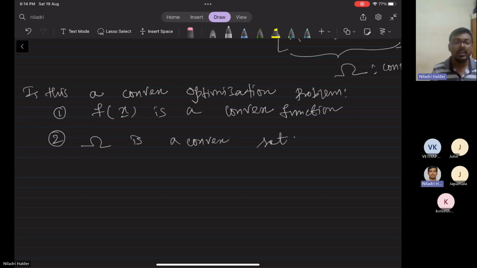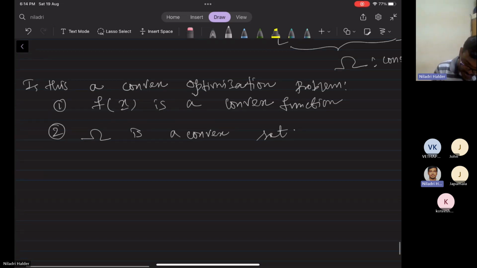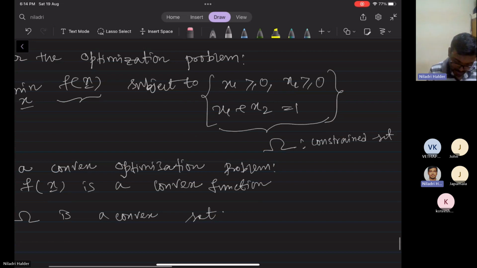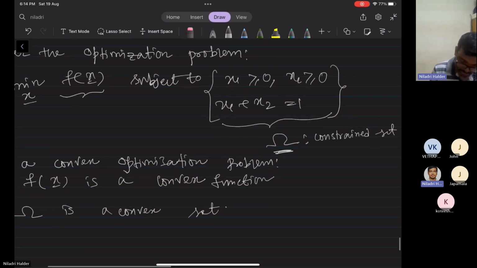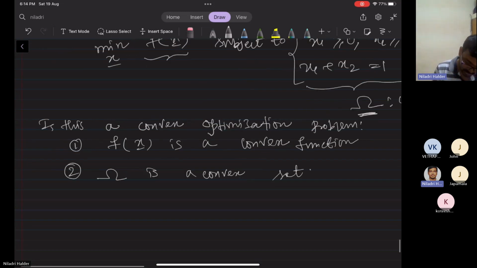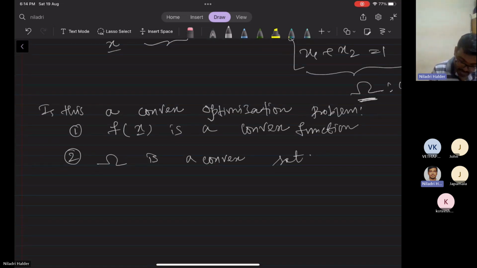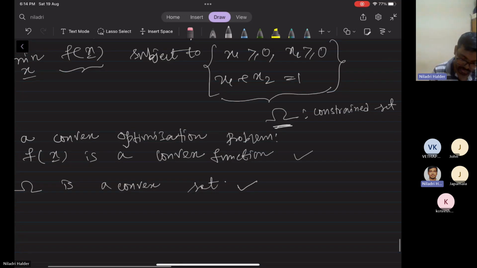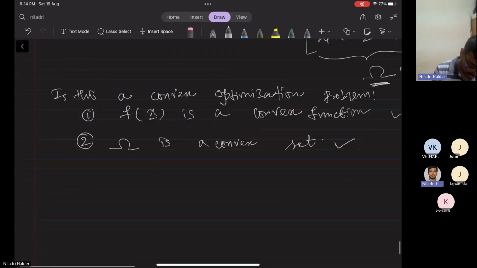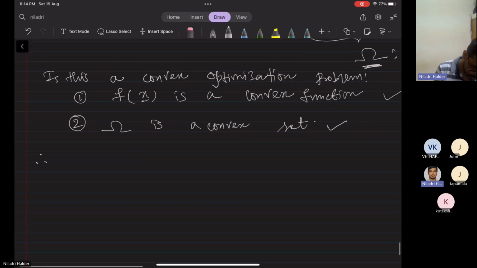Okay, in maybe the last-to-last class, I showed that for this case this is itself a convex set. I had taken that as a problem then. So here omega being a convex set is satisfied, and f of x is also convex. So it's a convex optimization problem.